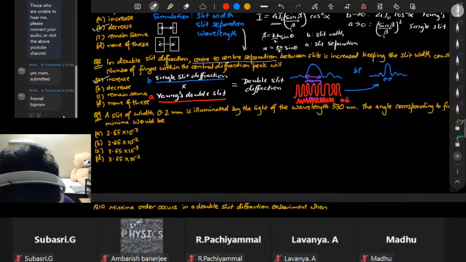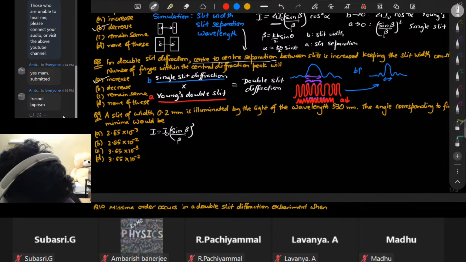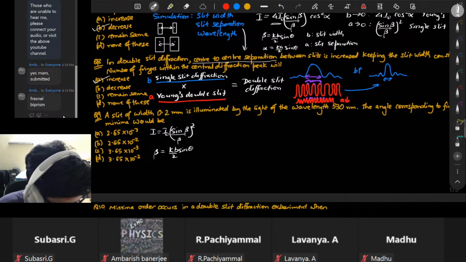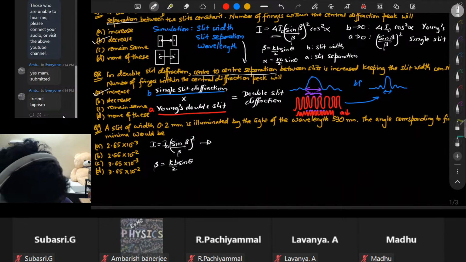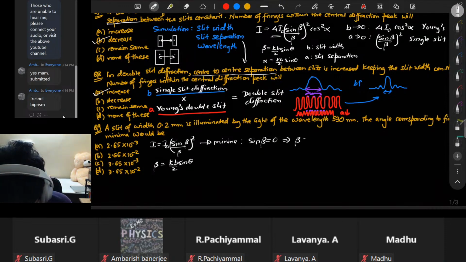So the single slit diffraction pattern intensity is given as follows, where beta is kb by 2 sine theta. So the minima of this occurs whenever sine beta goes to 0, and sine beta goes to 0 for beta equals plus minus pi, plus minus 2 pi, plus minus 3 pi, etc. Note that we are not including beta equal to 0 because beta equal to 0 is the central peak that corresponds to the central maxima.